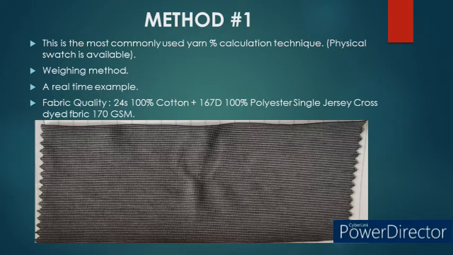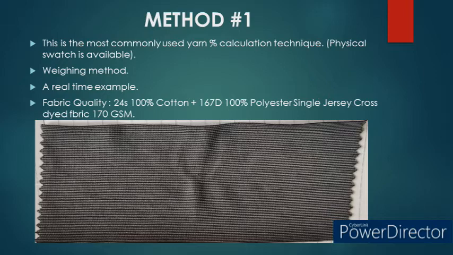Method 1. This is the most commonly used yarn percentage calculation method across the knitting industry, where the physical swatch is available. This method is called the weighing method. Let's have a real-time example to understand the yarn percentage calculation using the weighing method.